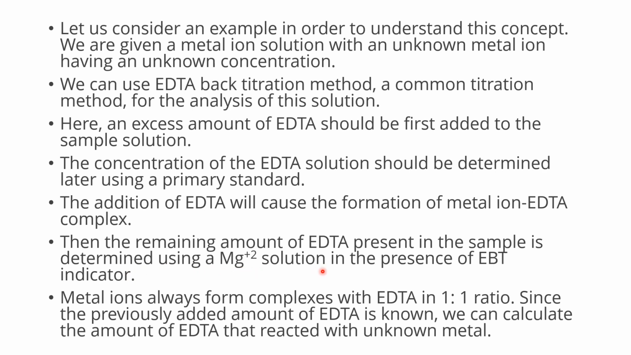So Mg is taken, magnesium is taken in the burette and you do the titration using Eriochrome Black T indicator. Okay, so two metal ions are used here. One is unknown and second is known. Metal ions always form complexes with EDTA in 1:1 ratio. Since the previously added amount of EDTA is known, we can calculate the amount of EDTA that has reacted with the unknown metal.